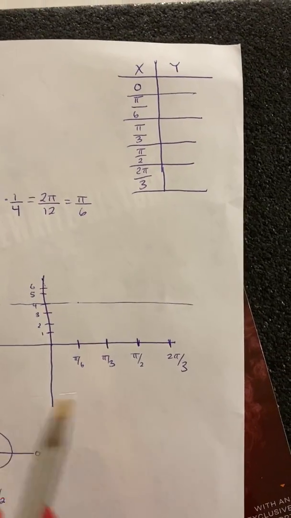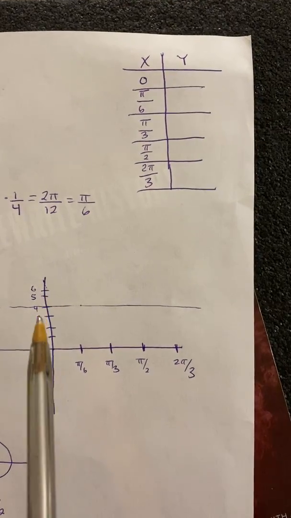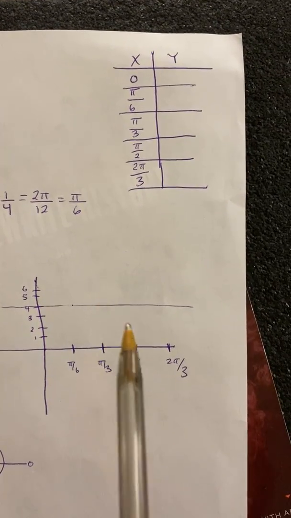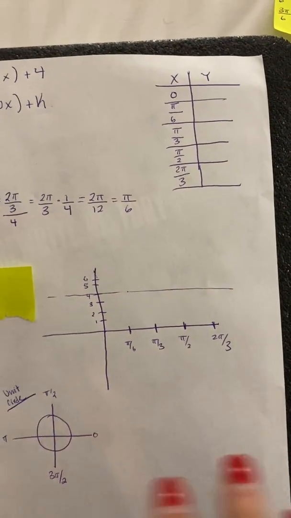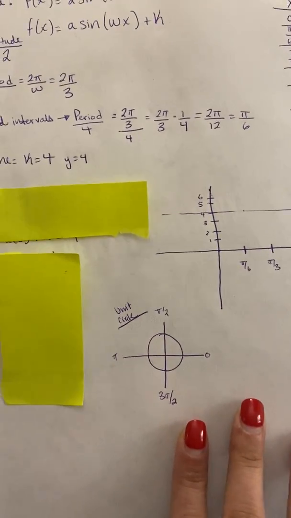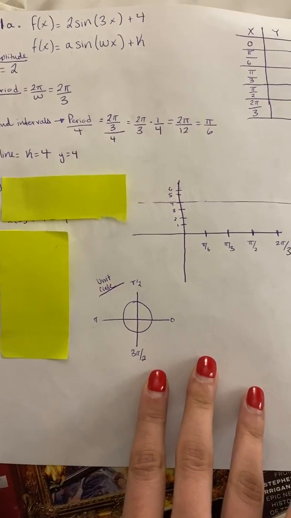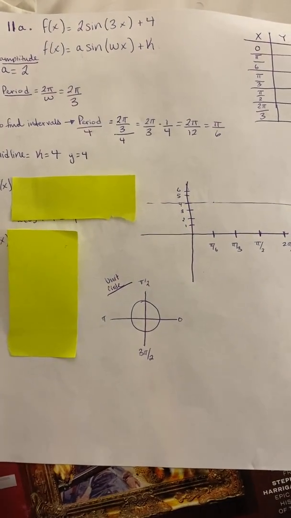Now, how do we get those y values? How do we know where to graph along the y-axis to get that wave that we're so used to? That is when we refer back to our unit circle and we start doing some algebra. We start plugging into our table to graph.